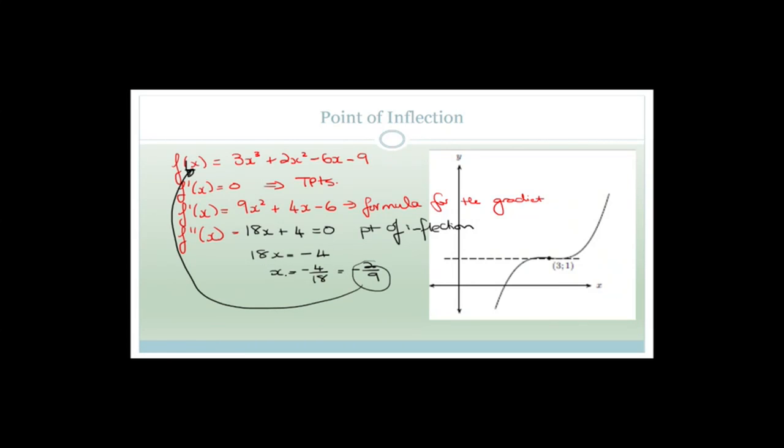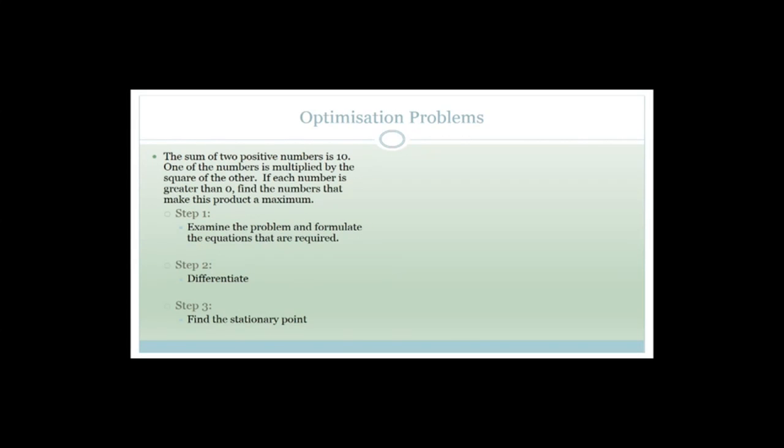Now we're going to do examples of calculus with these points of inflection. But before we do that, I want to talk to you about optimization problems because they are huge. The point of inflection is usually only one or two marks in a whole big multiple choice, a whole big calculus question.